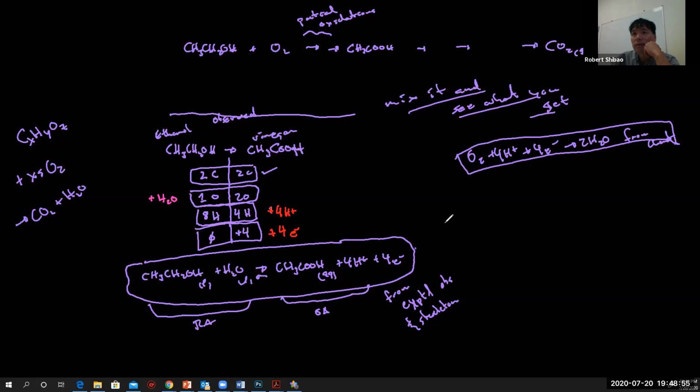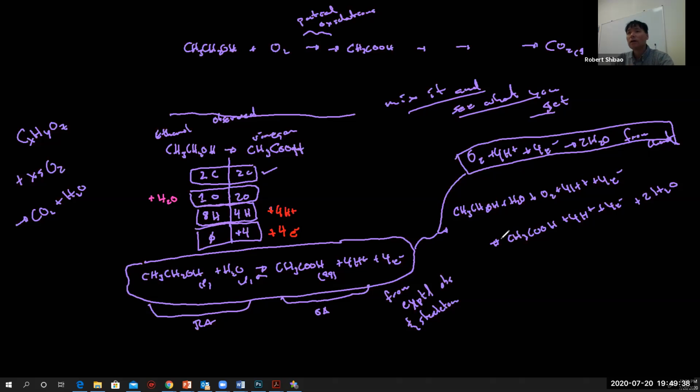And so what I'm going to do is combine these two and see what happened to my wine. When I combine these two, I'll add everything up on the left. So I have my ethanol, CH3CH2OH, plus water. The 4 electrons cancel, so I don't have to multiply anything out. So plus a water, plus an O2, plus 4H plus 4 electrons. So that's everything on the left, plus everything on the right. On the right, I'm going to have my acetic acid, CH3COOH, plus 4H plus 4 electrons, and then over here, plus 2 H2Os.